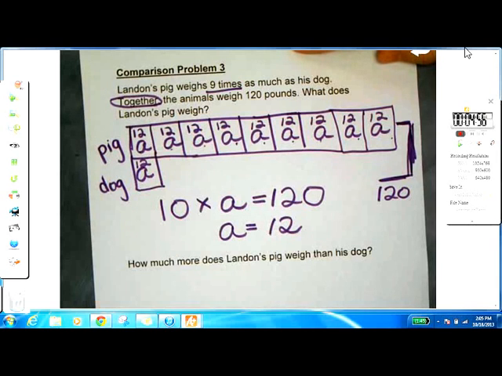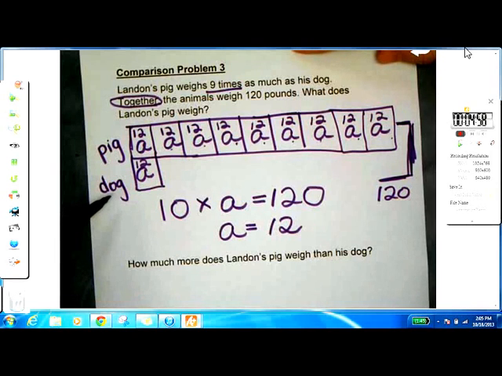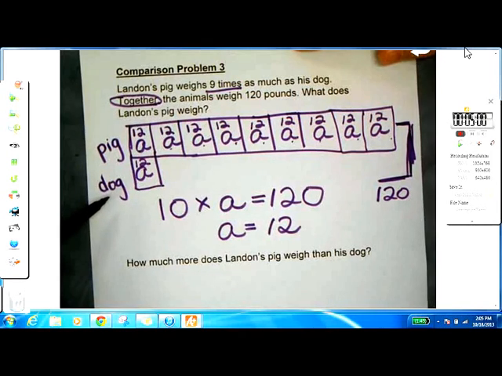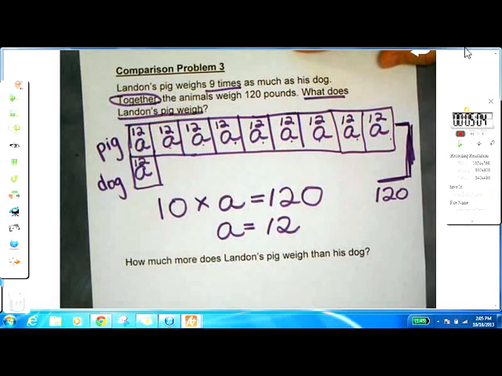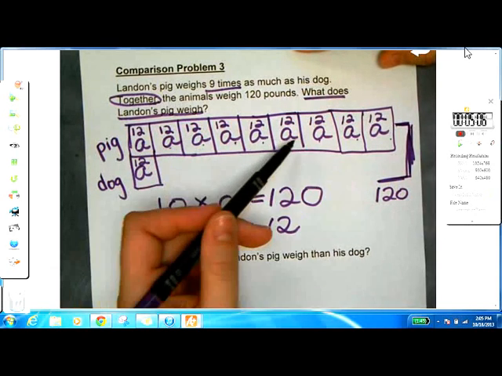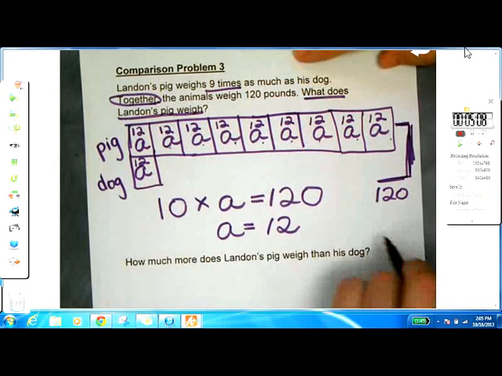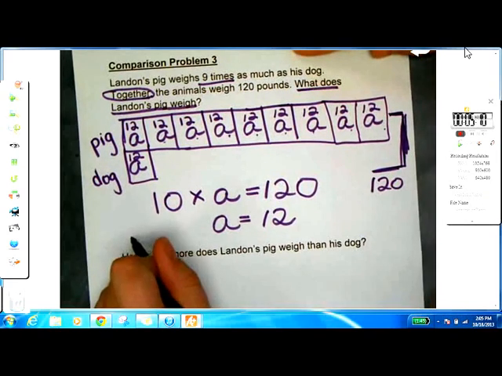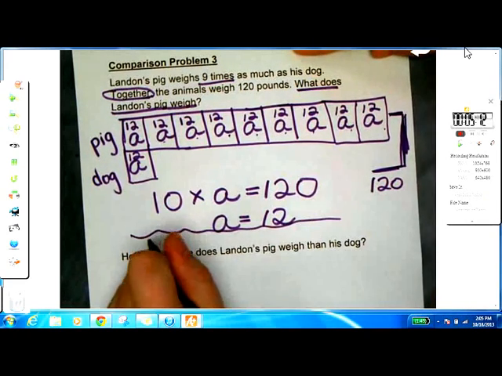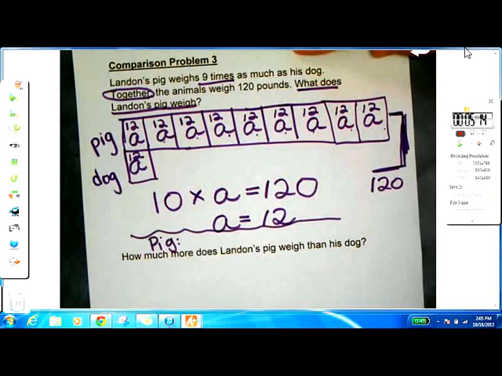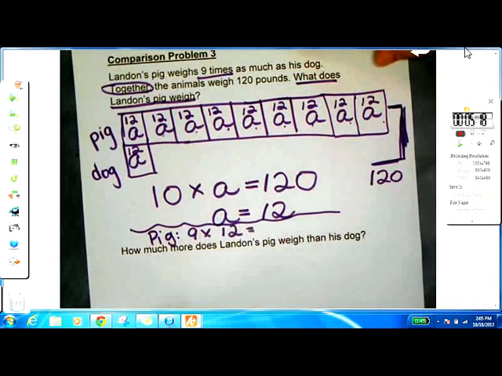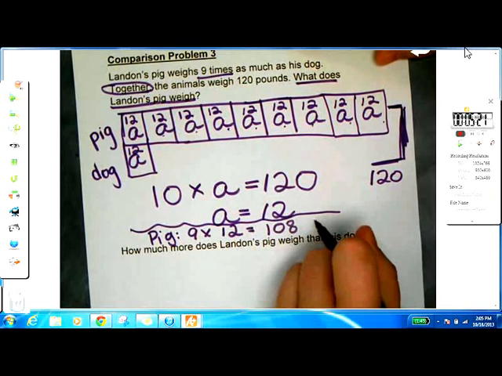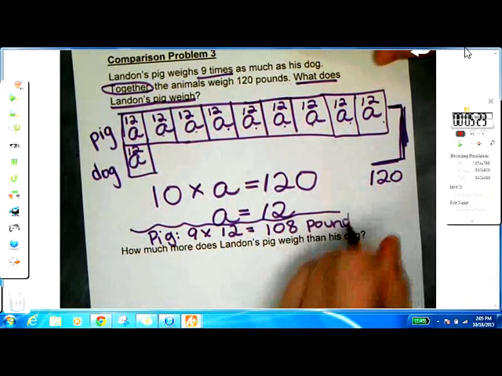We can see very easily the dog weighs 12 pounds. We know that. We need to figure out the pig's weight. 1, 2, 3, 4, 5, 6, 7, 8, 9. The pig has 9 sections. Times 12, and that's a math fact. 9 times 12 is 108. The pig weighs 108 pounds.